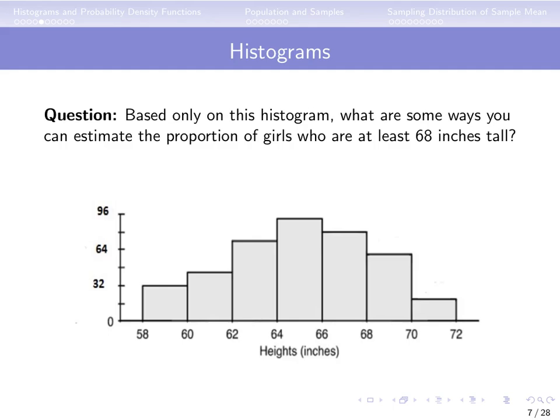What are some ways in which you can estimate the proportion of girls who are at least 68 inches tall, based only on this histogram? There are probably a few ideas that you might have.